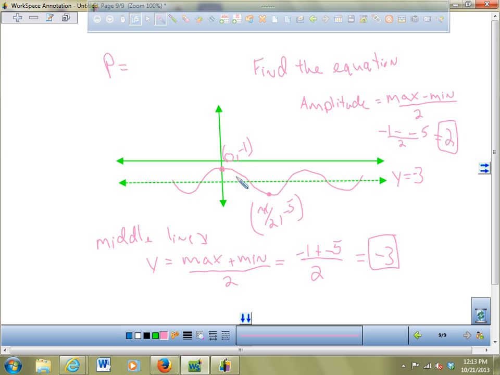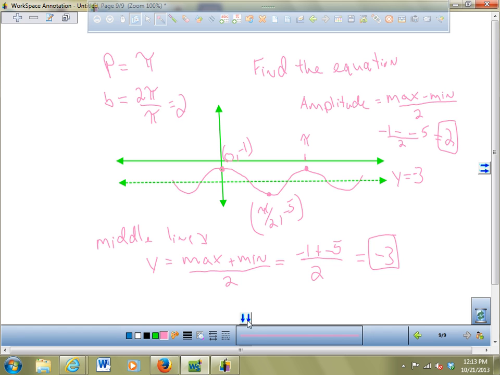What's the period in this case? How long does it take to complete one complete cycle? If it's pi over 2 to here, how far is it to here? That's pi, right? So the period is pi, and that's not what goes in my equation. What goes in my equation is b. So b is equal to 2 pi divided by the period, which in this case is pi. So that's also equal to 2.